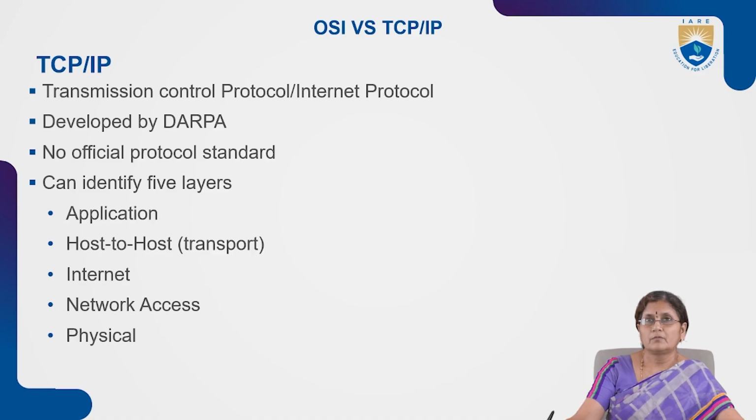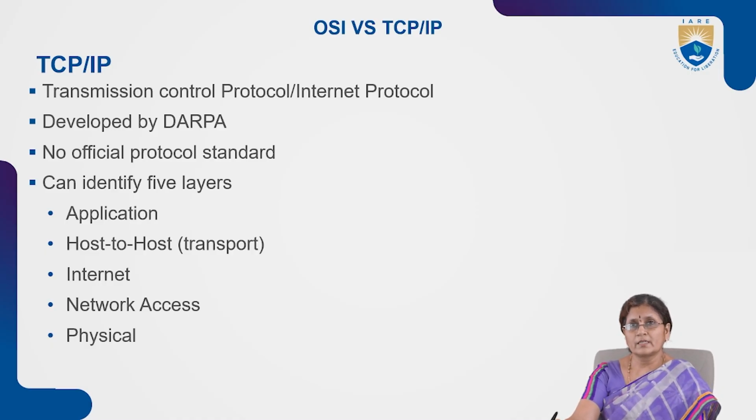Let us start. In the previous session we discussed the OSI and the TCP/IP protocol suite. OSI is the reference model, a network model, and TCP/IP is also a network reference model. Let us see what the differences are between OSI, Open System Interconnection, versus TCP/IP, Transmission Control Protocol/Internet Protocol.